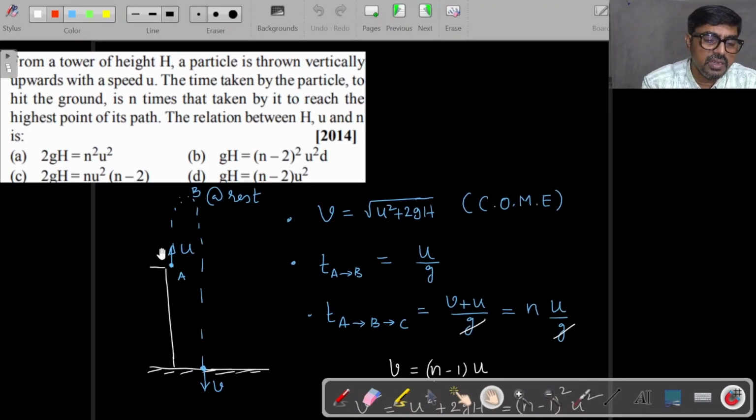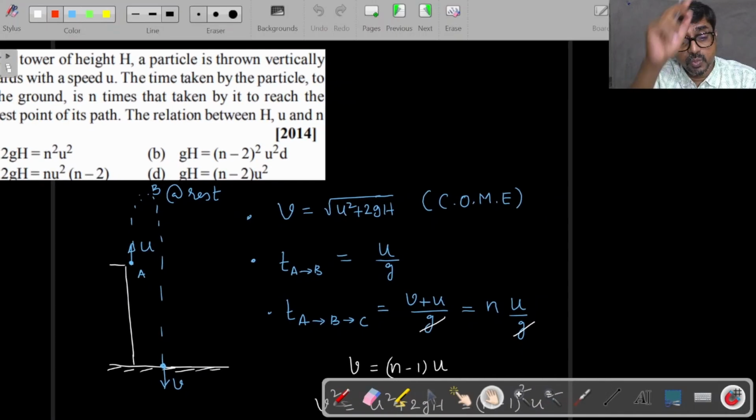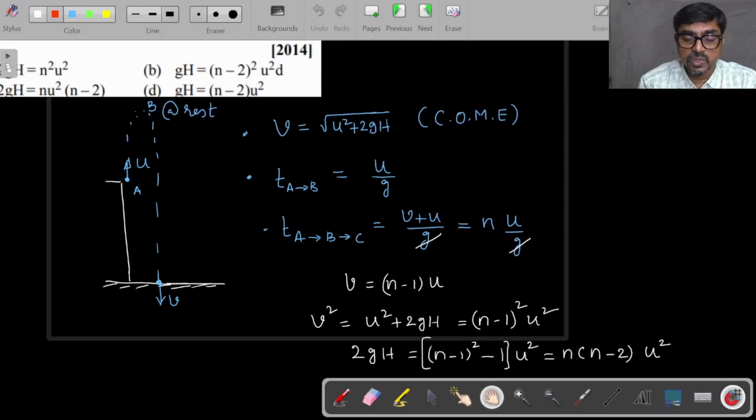Then for the entire a to b and then b to c, if you calculate, that will be final velocity minus initial velocity by acceleration. Final velocity is minus v, initial velocity is u, so minus v minus u divided by acceleration minus g. So you will get (v plus u) by g. This is the time taken from a to b and then to c. But they said that it should be equal to n times that from a to b. If you compare them, you will see that v equal to (n minus 1) into u.